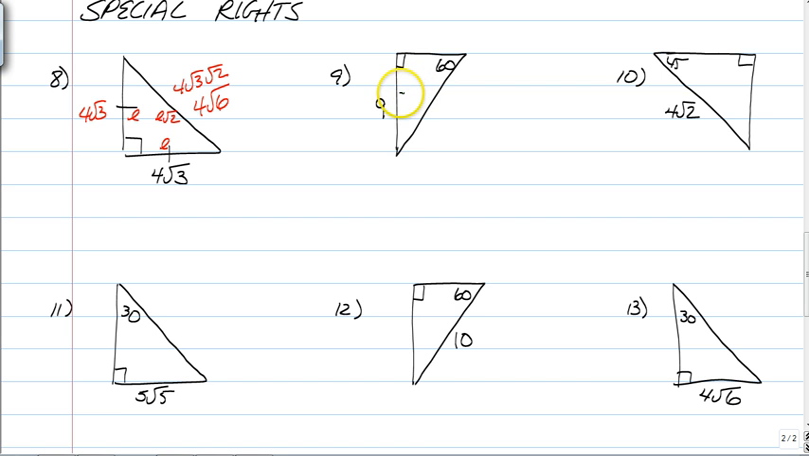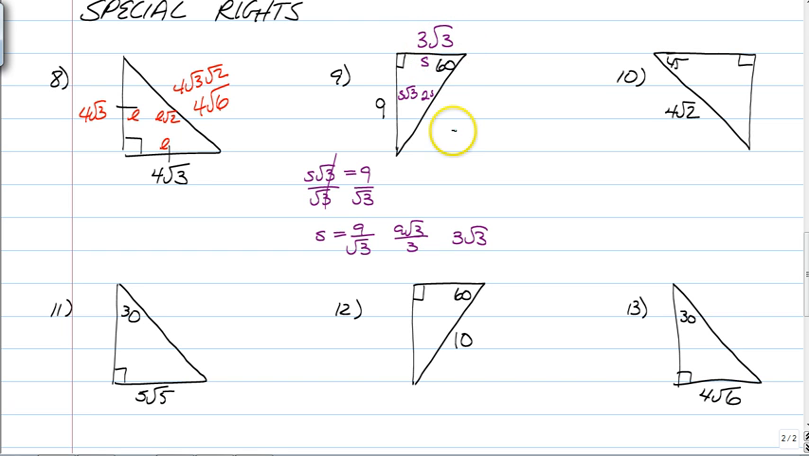Next example, opposite of the 60 is s root 3. This is s and this is 2s. So, opposite of the 60 is s root 3. That's our 9. So we know that s root 3 is equal to 9. We have to find s by dividing both sides by the square root of 3. So s is equal to 9 over root 3, which is 9 root 3 over 3, which is 3 root 3. So s all by itself is 3 root 3. 2 times 3 root 3 is going to give us 6 root 3 for the hypotenuse.